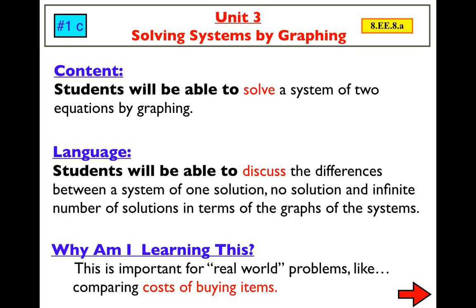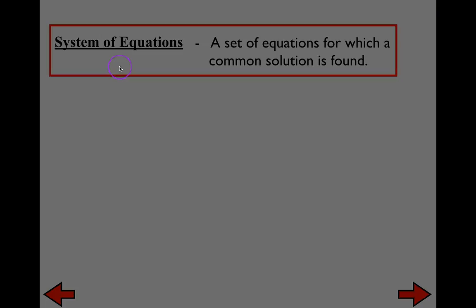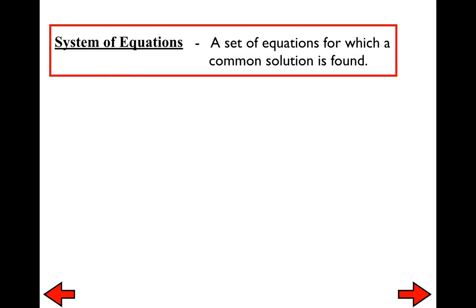Why am I learning this? Well, it's important for real-world problems like comparing costs of buying items. So first, let's talk about what a system of equations is. Well, it's a set of equations for which a common solution is found. Hopefully the word "set" tells you that there's going to be more than one. So in other words, there's usually two equations. Could there be more? Yes, but in 8th grade, we're just going to be working with two.